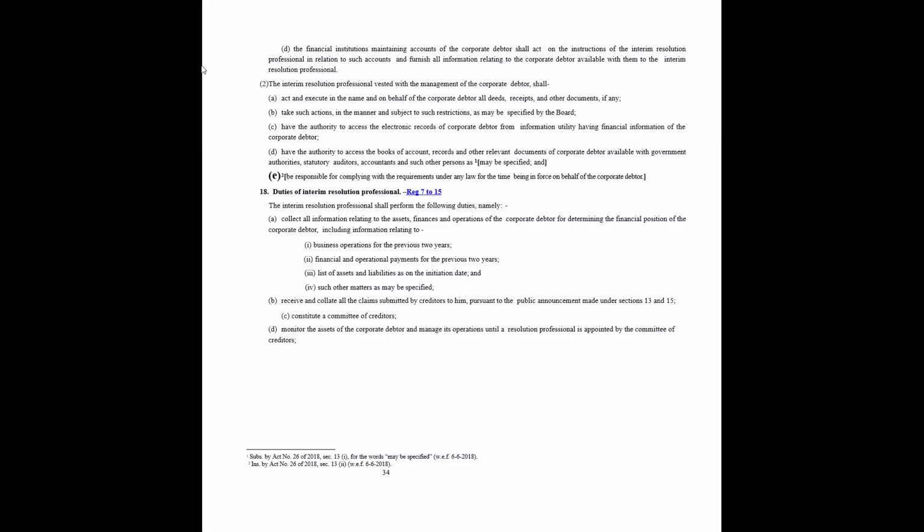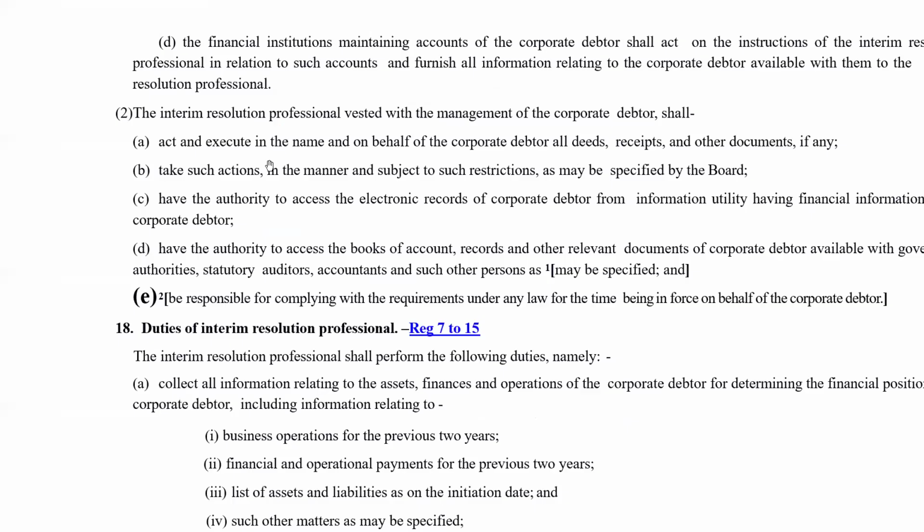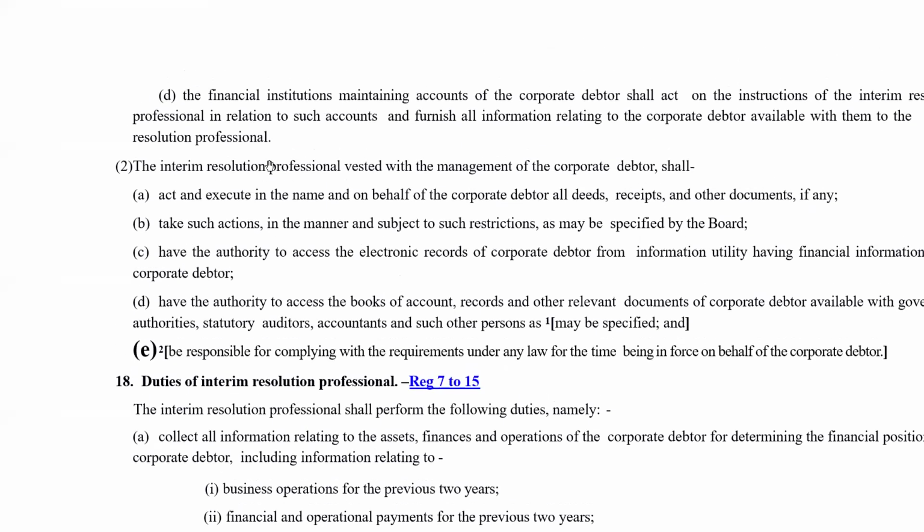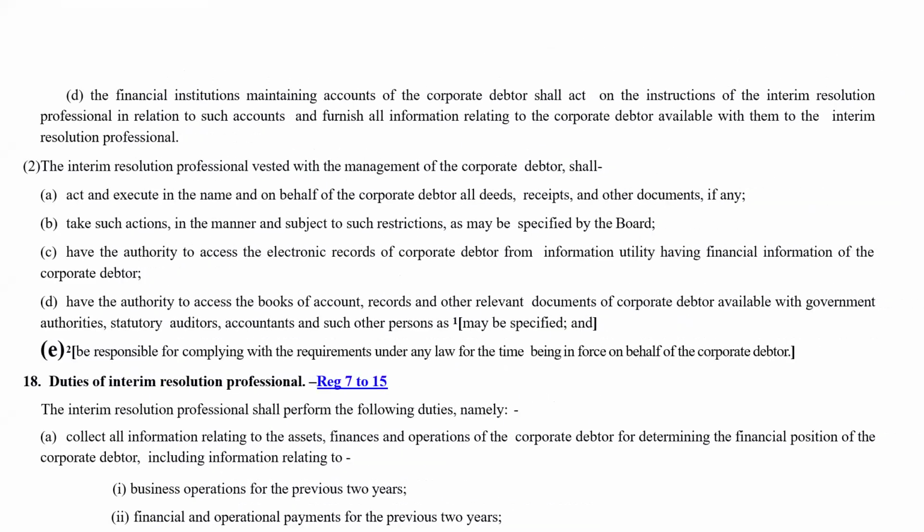The financial institutions, the bankers, to whom they will report? They will also report to the IRP. The financial institutions maintaining accounts of the corporate debtor shall act on the instructions of the IRP in relation to such accounts and furnish all information relating to the corporate debtor available with them to the IRP. Right? So everybody is reporting now to the IRP instead of the board of directors.